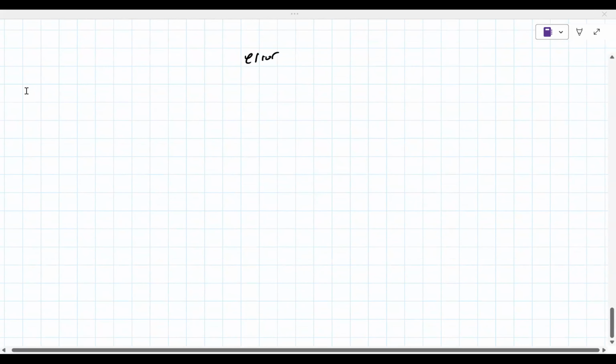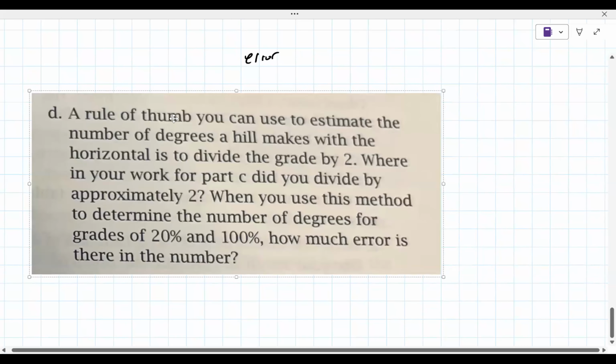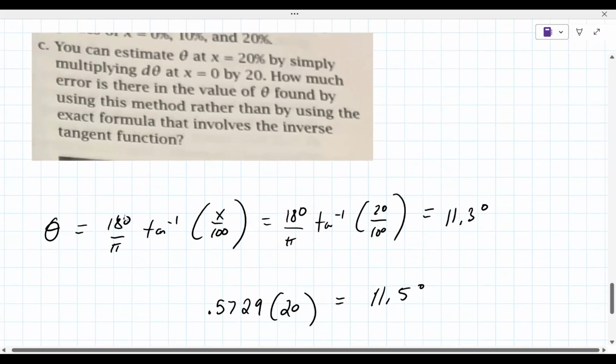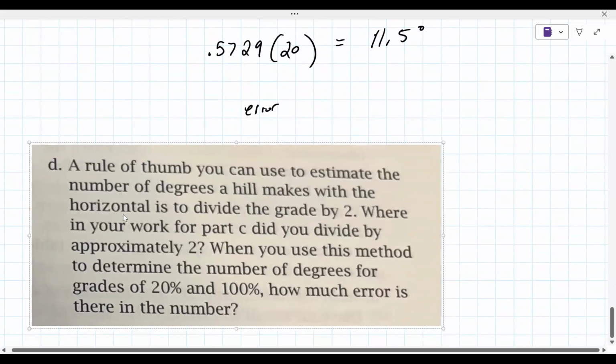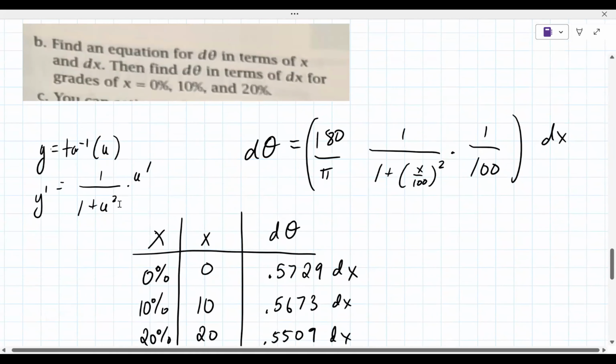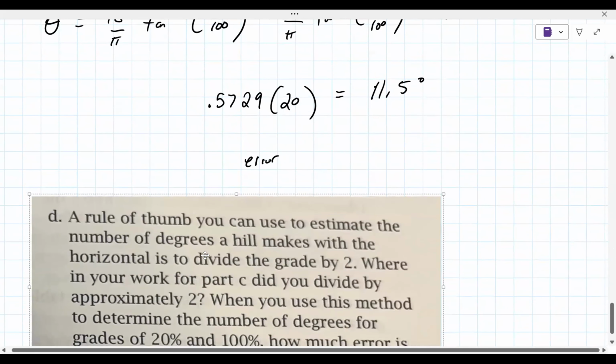Part D. The rule of thumb you can use to estimate the number of degrees a hill makes with the horizontal is to divide the grade by two. Where in your work for part C did you divide by approximately two? Okay. So part C. Divide by two. So you kind of do in part B. This 100 times pi is 320. 180 divided by 320 is about two, about one half. But I don't see that in part C.